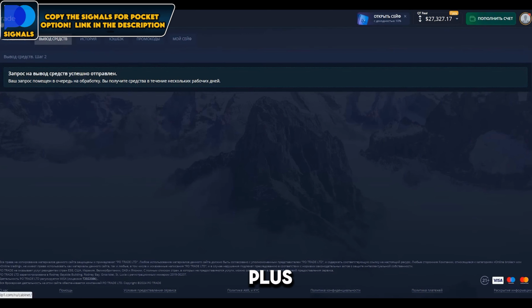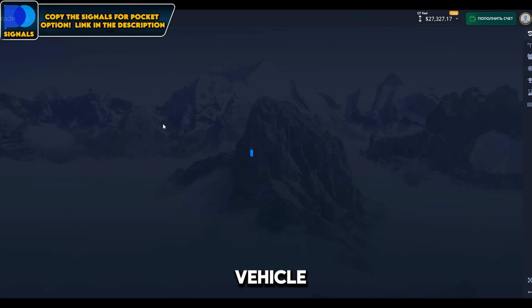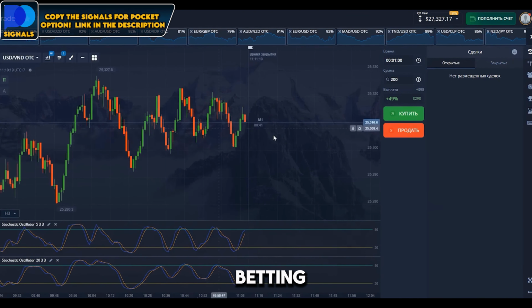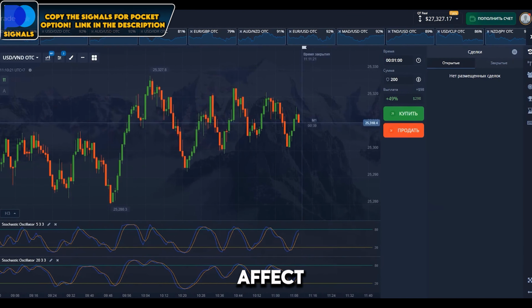By the way, I paid plus or minus $1,000 for this vehicle. Usually I make less because I bet $100 per trade. Today, as you might have noticed, I was betting $200. Well, why not, if it doesn't affect the risks at all?